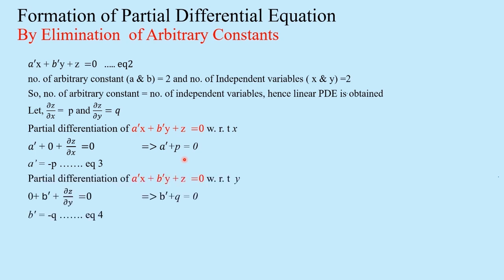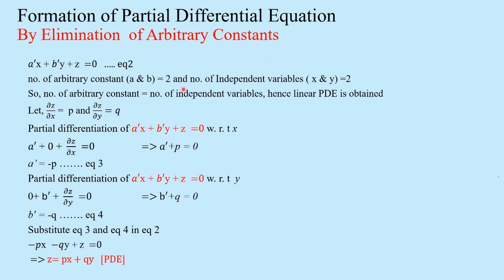Now similarly, we'll do partial differentiation of this equation with respect to y. When we do partial differentiation with respect to y, this term becomes 0, this becomes b dash, and z becomes dou z by dou y. Dou z by dou y is q. So 0 plus b dash plus q is equal to 0. So b dash is equal to minus q. This is equation 4.